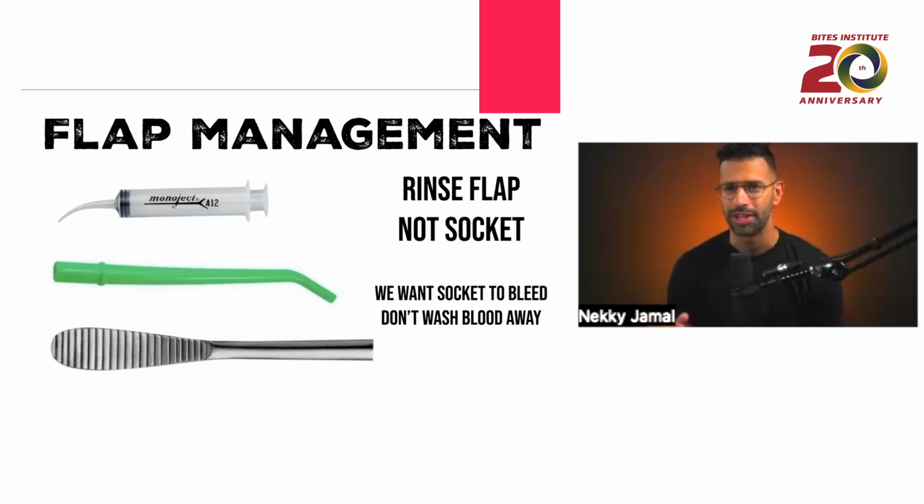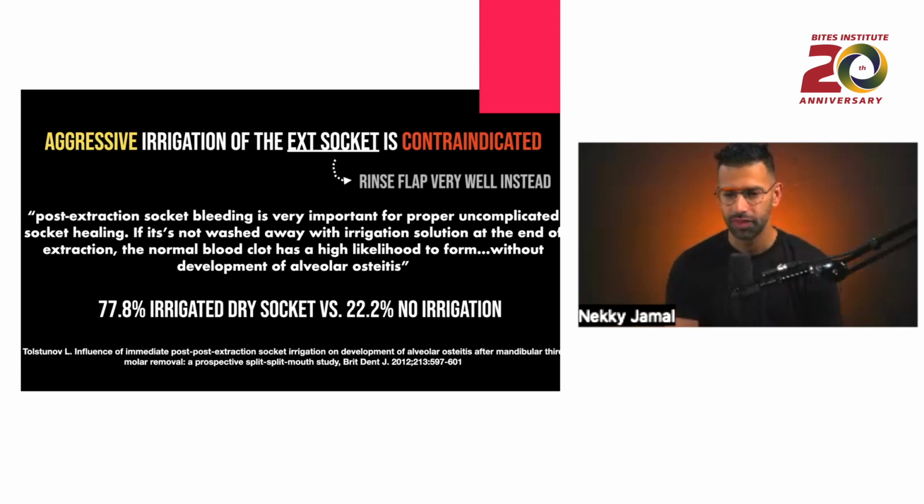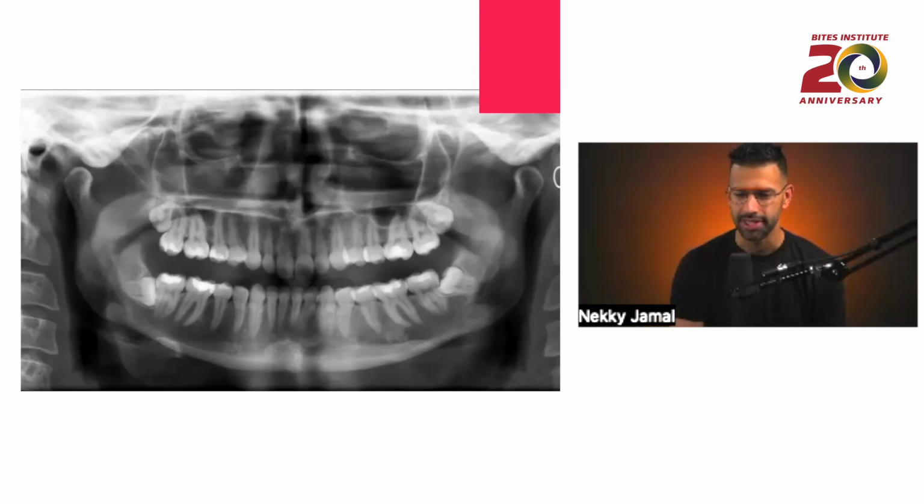I just want to make sure that we're getting rid of all the debris, because there's been so much research to show the more you aggressively irrigate your sockets, the more problems you're going to be in. And that's what can lead to dry sockets. So you can see aggressive irrigation actually led to much higher rates of dry sockets. So just be careful. Rinse your flap well instead of the actual socket. Just make sure your socket's clean.